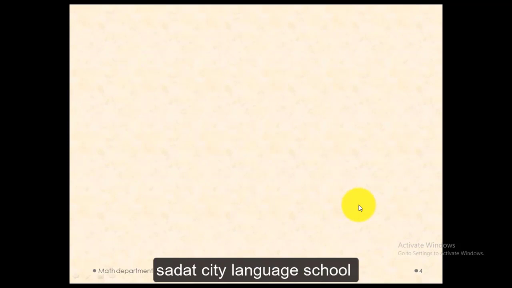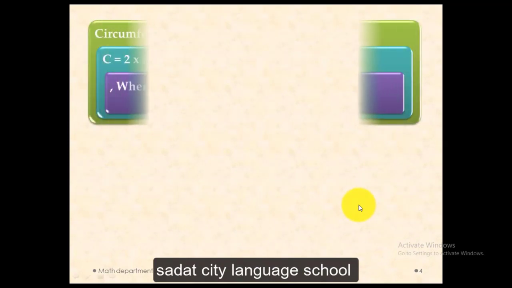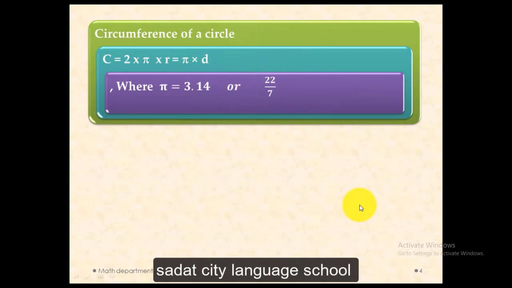The second part in our slide, circumference of the circle. What's the meaning of circumference of the circle? Circumference of the circle is the perimeter of the circle. How can we find circumference of the circle? To find circumference of the circle, we have two rules.